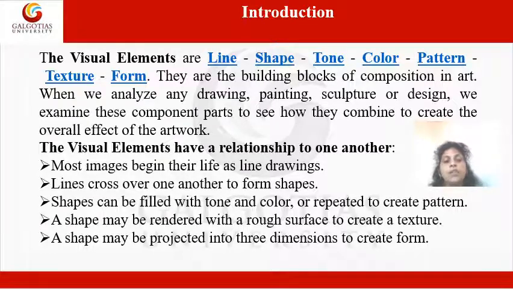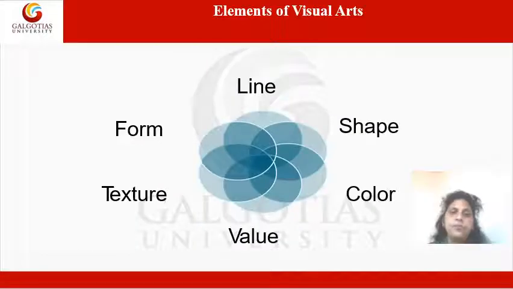After that, a shape may be rendered with a rough surface to create texture. After that, a shape may be projected into three dimensions to create form. So line, shape, tone, color, pattern, texture, form, everything is related to one another, and the beginning is again with drawing lines. Here you can see.